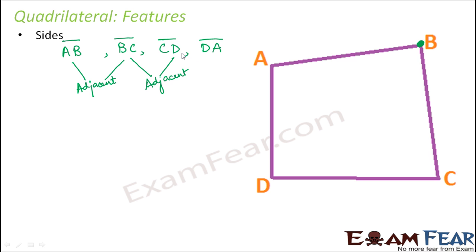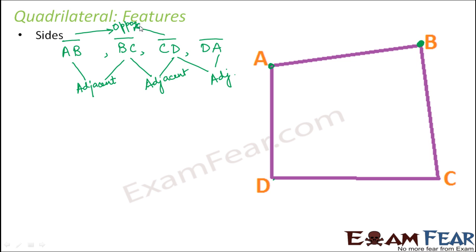So BC and CD are also adjacent. CD and DA for that matter are also adjacent. Now what about those sides which do not have a common point? Do we have sides like that? Of course, when you look at AB and CD. So do we have a common point? AB and CD, we do not share a common point.